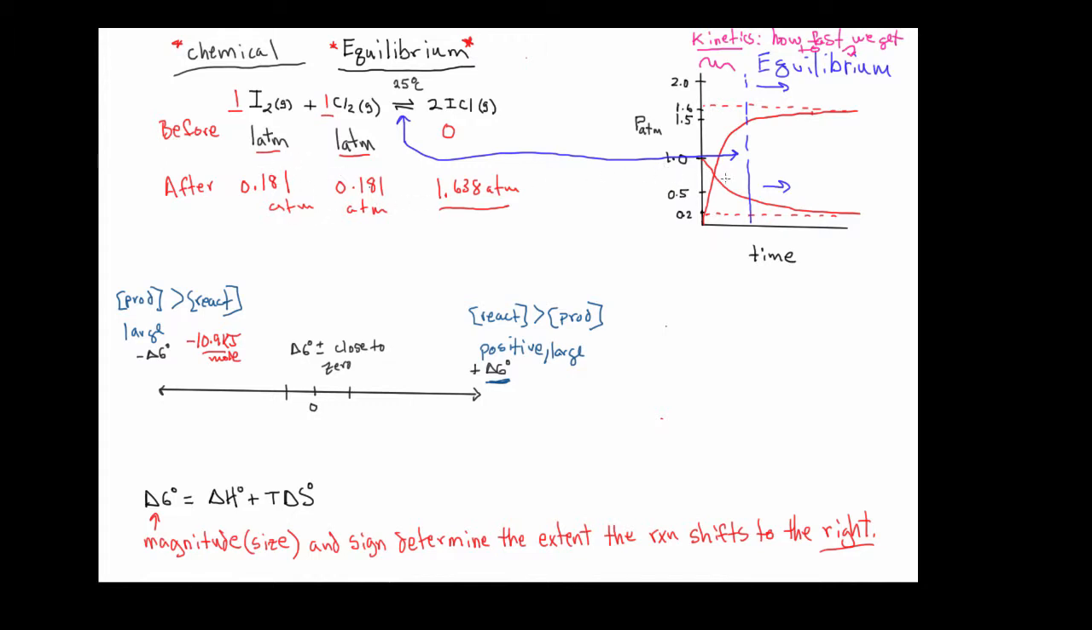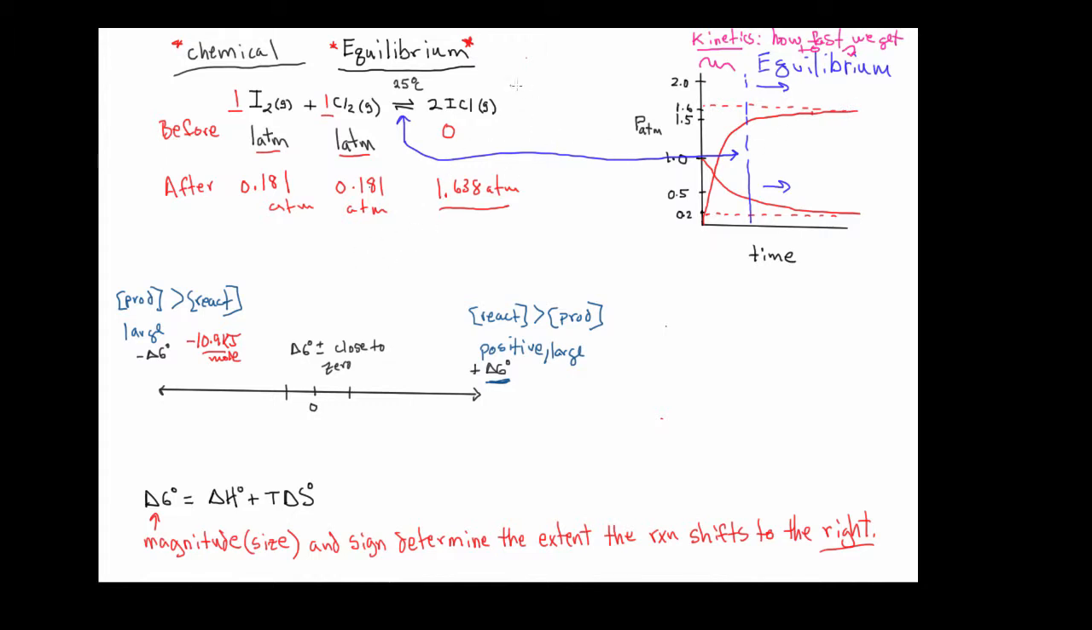and the pressure of the iodine and the chlorine decreases as you would expect in a chemical reaction, because these two components are the reactants, but they do not decrease to 0. In fact, they reach a pressure that's around 0.2 atmospheres, a little bit less than 0.2 atmospheres, and the product reaches a pressure that's just a little bit over 1.6 atmospheres in partial pressure.